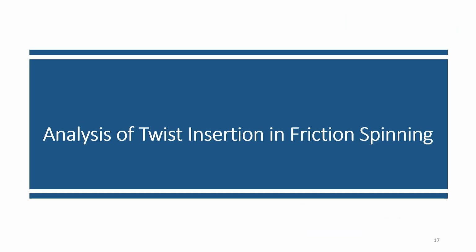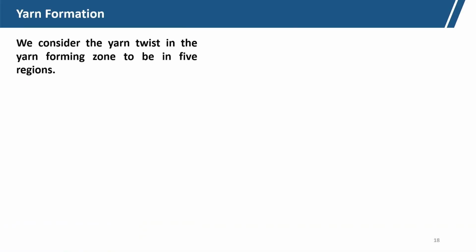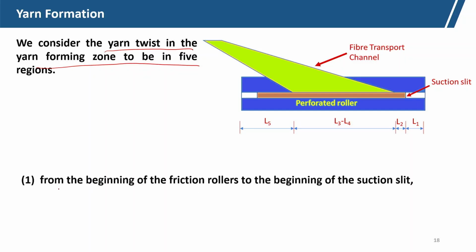Now, we will try to analyze the twist insertion in friction spinning at different zones. We consider the yarn twist in the yarn forming zone to be in 5 regions, so we are considering 5 different zones. Zone 1, of length L1, is from the beginning of the friction roller to the beginning of the suction slit. The dark blue color is the friction roller, and the suction slit starts at this point. From the beginning of the friction roller to the beginning of the suction slit is L1.